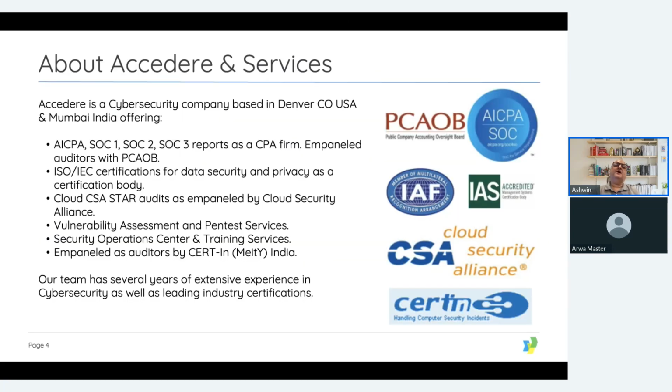About SCDL: we are a cybersecurity firm based in Denver, Colorado, USA, and Mumbai, India. We are a CPA firm, and we offer SOC 1 and SOC 2 reports, and we are also an ISO IEC certification body under IAS of the US. We are also one of only 15 to 20 companies empaneled by Cloud Security Alliance as CSA STAR auditors. We also do technical audits, vulnerability assessments, and pen tests, and we offer training services. We are an AWS training and cloud training partner. We are also empaneled by CERT-In for doing audits for India customers.